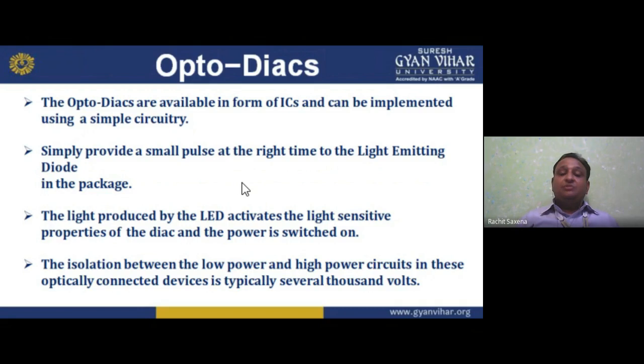Now the isolation between the low power and high power circuits in these optically connected devices is typically several thousand volts. How many volts is it typically? Several thousand, so many thousands. Kilovolts. Several kilovolts, 10 raised to the power 3 volts. 5, 10, 15, 20, 25, 96,000 volts. 96 kilovolts. Okay, I hope you understand.